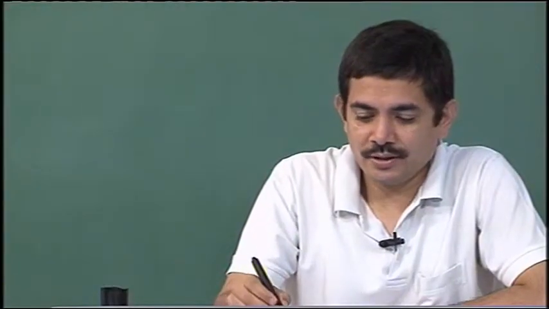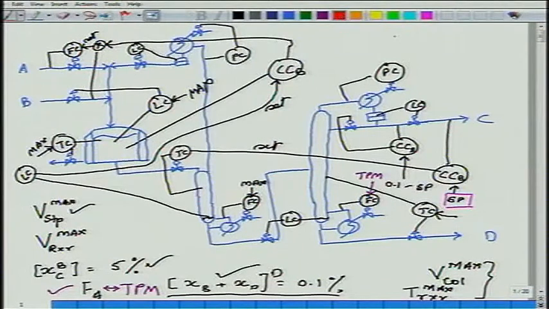What is the reaction stoichiometry that I have? A plus B goes to C. C plus B goes to D. The problem with having large D impurity up the top, what is the problem? For the same D in the bottoms, I am consuming what? More B.